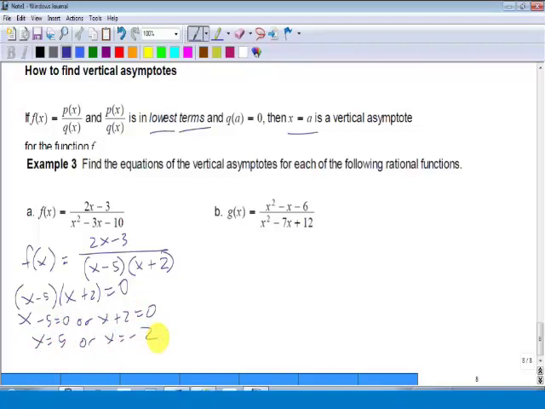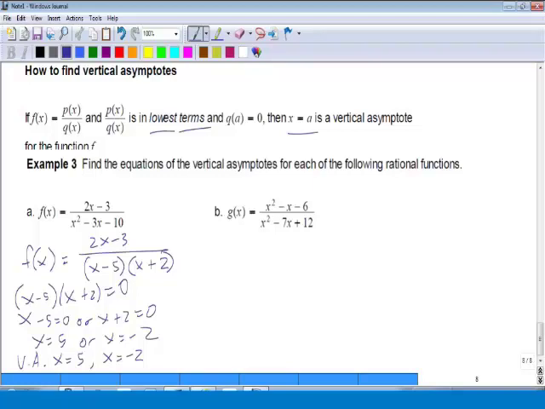And since neither one of those numbers makes the numerator equal to 0, these are the vertical asymptotes. x equals 5, x equals negative 2. My MyMathLab is going to want the equations, not just 5 comma negative 2. It's going to want x equals 5. That's the equation of a vertical line. x equals negative 2, another vertical line.